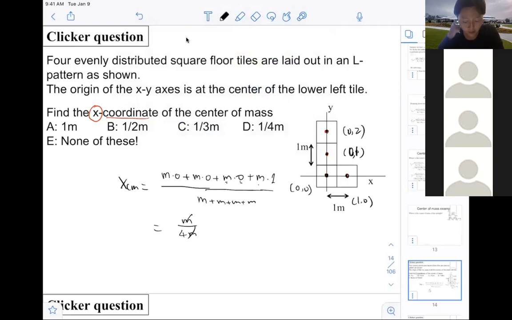Very good. Good job. So this is an example of when you have a combination of a continuous distribution and a discrete distribution. Our approach is to treat each of the tiles as a continuous distribution and find the center of mass for each of them. And then you have 4 discrete points, and we can use our formula. Excellent job. I will see you shortly after we go back to the main session. Thank you.